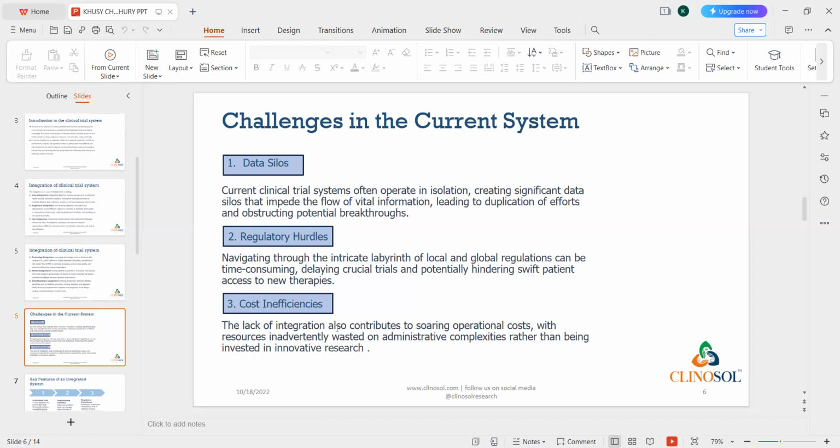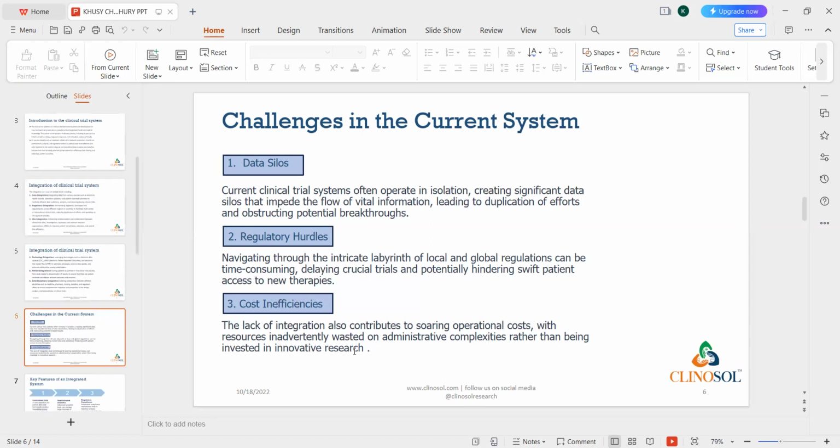Lack of integration also contributes to the soaring operational cost, with resources inadvertently wasted on administrative complexities rather than being invested in innovative research.